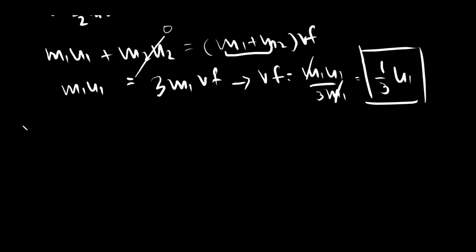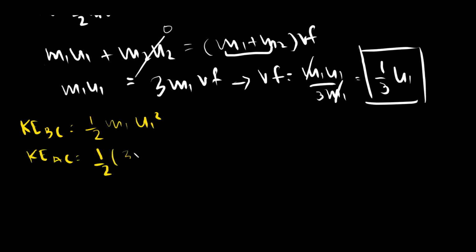So, solving for the kinetic energy before collision, you have 1/2 mass 1 times u1 squared. Then the kinetic energy of ball 1 after the collision is 1/2, and since they stick together, that is 3m1. Then the final velocity is 1/3 u1 squared.